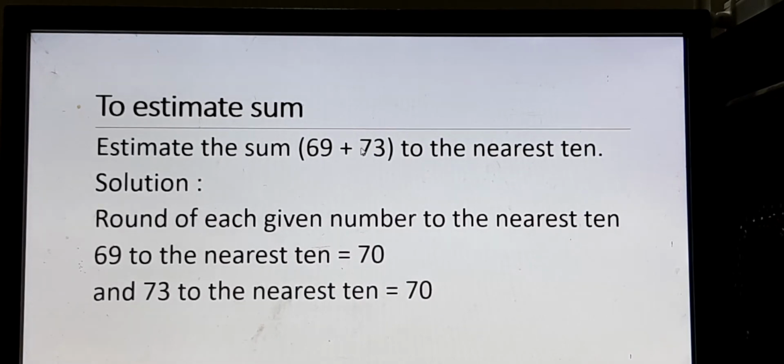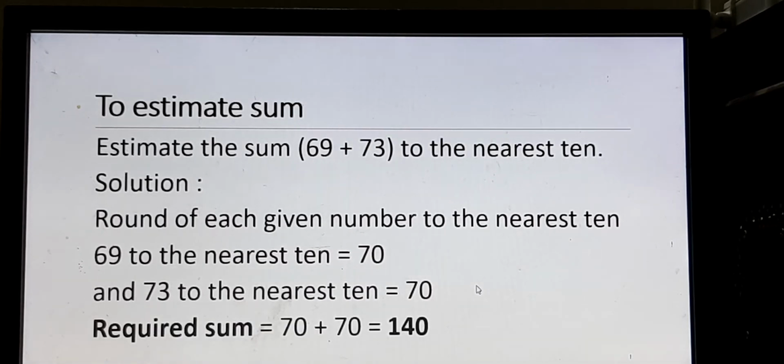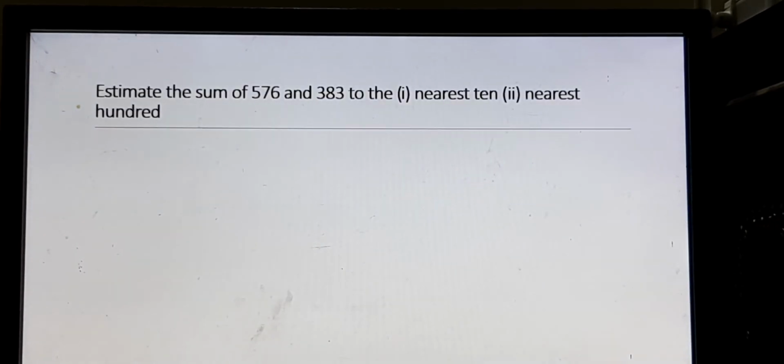Now we have to find the sum. So after rounding off, you find the sum. So 70 plus 70 is 140. So the answer is 140. Okay. We go on to the next sum.